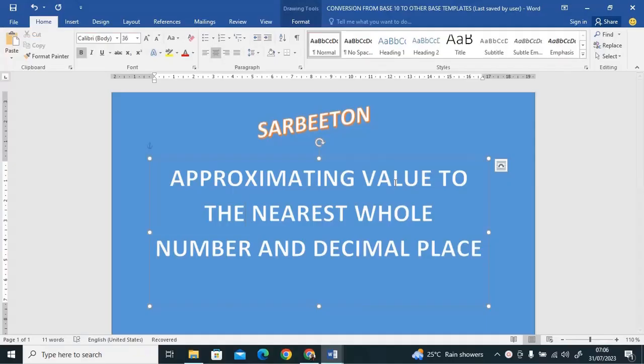Now in this, we're going to look at approximating values to the nearest whole number and decimal place. Then after this, we move to approximating values to significant figures. So let's take it bit by bit.